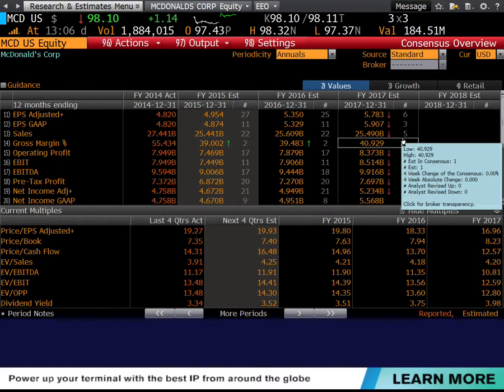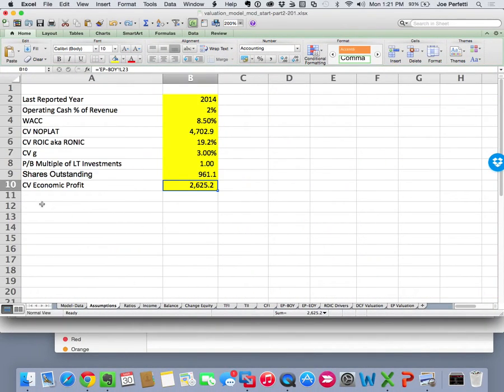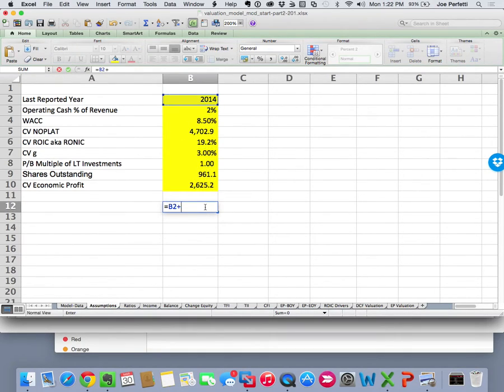So here's how we're going to do it. We're going to go back to our model on the Assumptions tab, and I'm going to create equals previous year plus 1, and plus 1 more for a future year for 2015 and 2016. Right? And again, I'm using relative references if I ever change this last reported year.